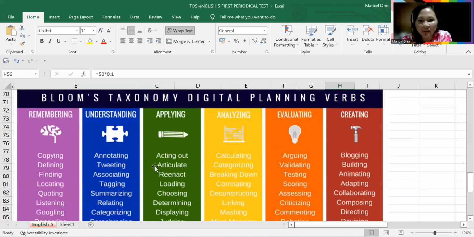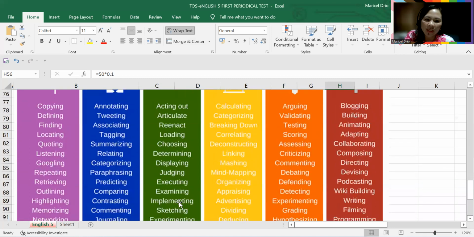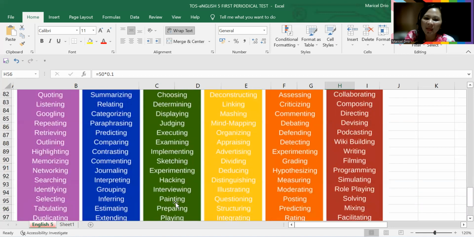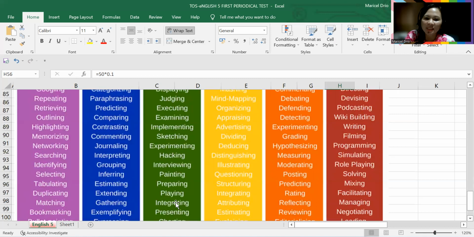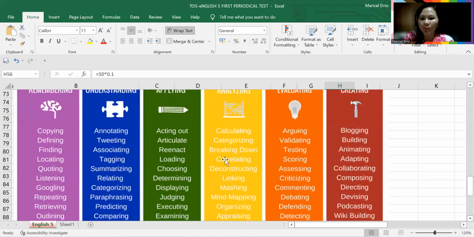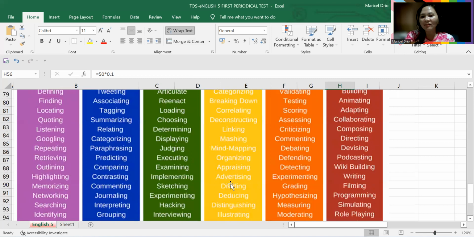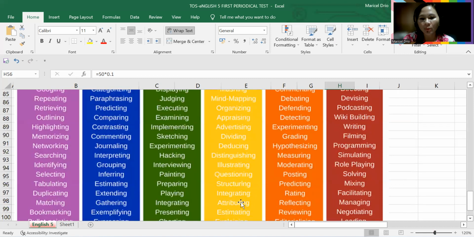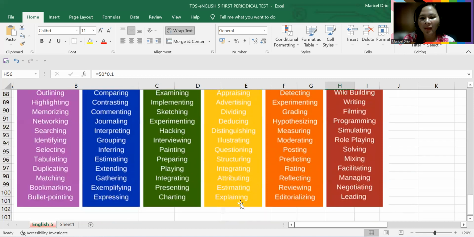For applying, we have acting out, articulate, reenact, loading, choosing, determining, displaying, judging, executing, examining, implementing, sketching, experimenting, hacking, interviewing, painting, preparing, playing, integrating, presenting, and charting. For analyzing, we have calculating, categorizing, breaking down, correlating, deconstructing, linking, meshing, mind mapping, organizing, appraising, advertising, dividing, deducting, distinguishing, illustrating, structuring, integrating, attributing, estimating, and explaining.